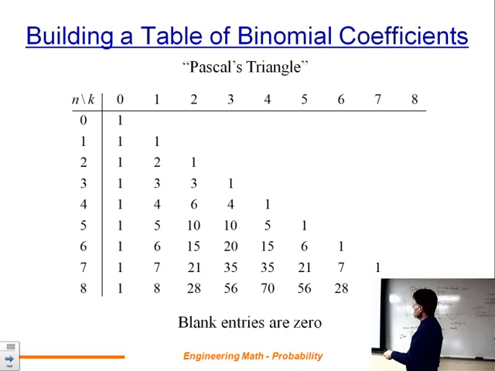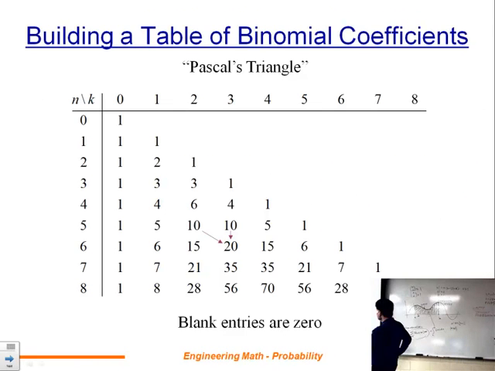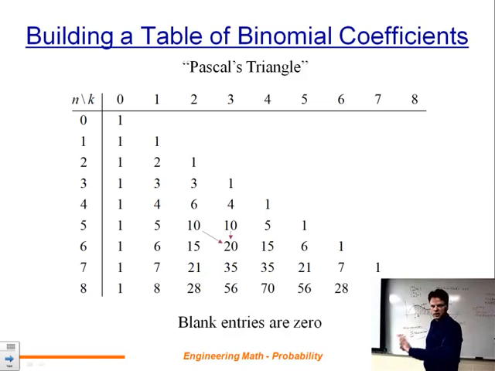Then how do you get all the other numbers? Well, to get any number here, you take the two numbers above it, the one directly above it and the one just to the left, and then you add them. So, for example, 20 is 10 plus 10. And for example, 21 is 15 plus 6. So you can get all the entries in the table very quickly just by adding the two above. And you do that everywhere, and you get this.